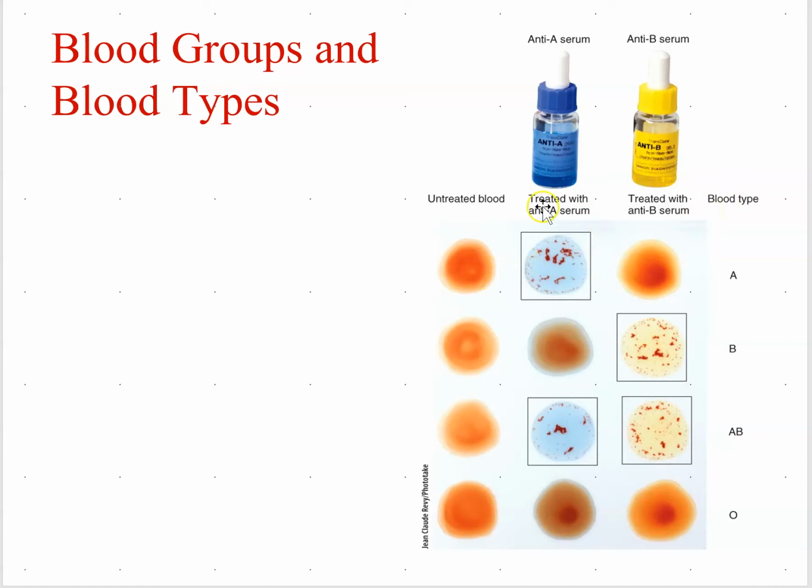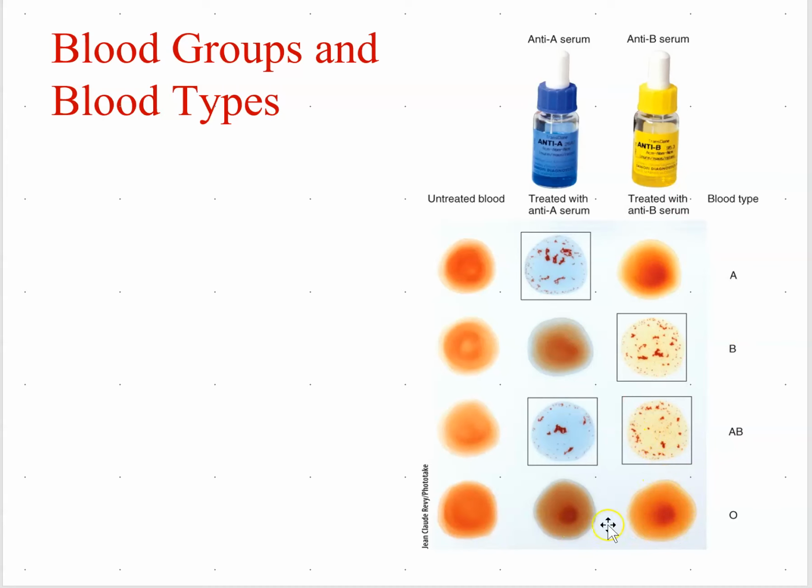So here you can see that a person with type A blood, their blood will react with anti-A serum. A person with type B blood, their blood will react with anti-B serum. A person who has type AB blood has antigen A and B on the surface, so the blood will react or agglutinate. This process over here is called agglutination. So the blood will agglutinate with both anti-A and anti-B.